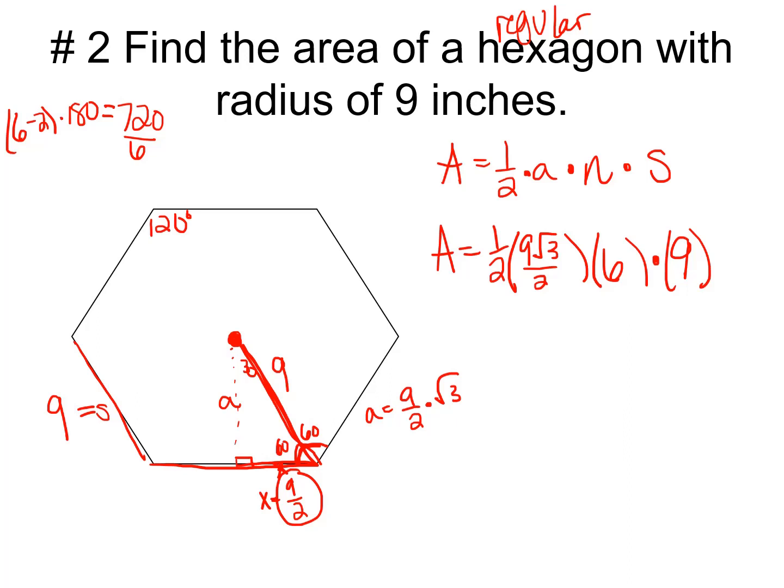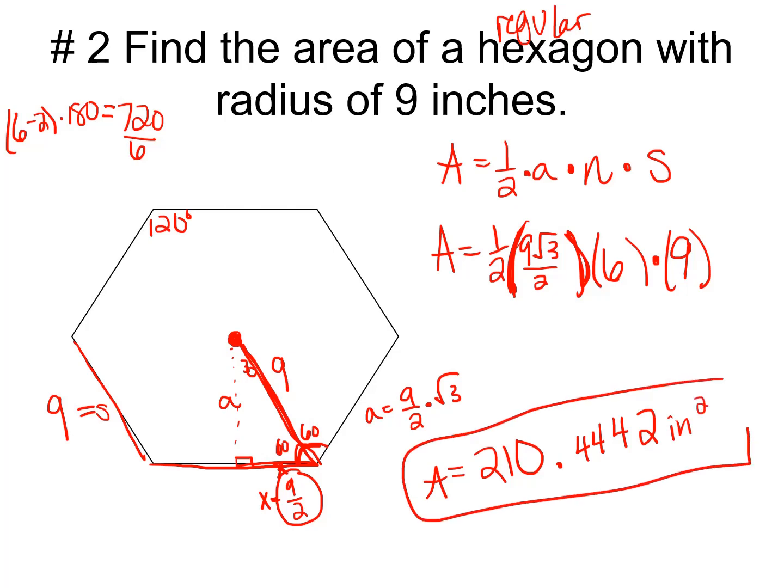So the first thing I would punch into my calculator is 9 times the square root of 3 divided by 2. So punch in your calculator 9 times the square root of 3 divided by 2 times 0.5 times 6 times 9. And then our total answer would be 210.44442 if we round. And that would be inches squared again. So that's my total area for the whole entire hexagon shape. Sorry, I totally blanked.